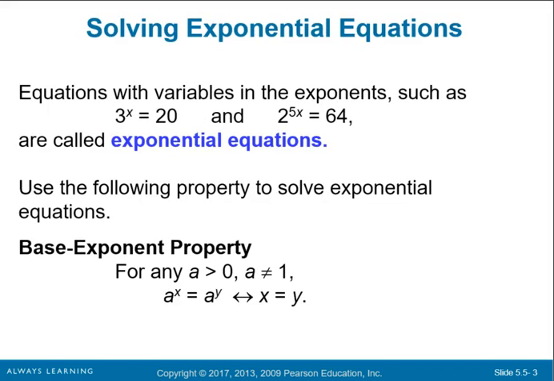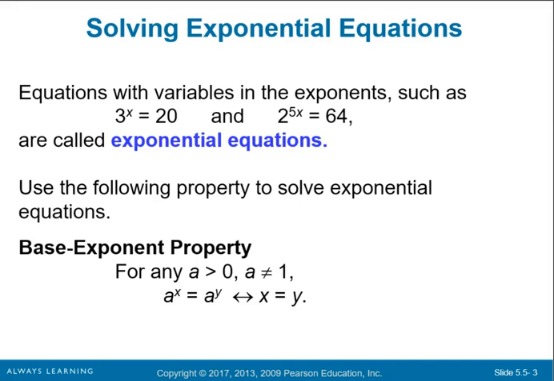Okay, we've got a couple of equations here. When we have a variable up in the exponent, those are called exponential equations. And we're going to start with a couple of different properties, one of which is called the base exponent property. So the same constraints happen when we have our usual exponential functions. Our a, which is our base, has to be greater than 0, so we don't have any complex solutions, and our a cannot equal 1.